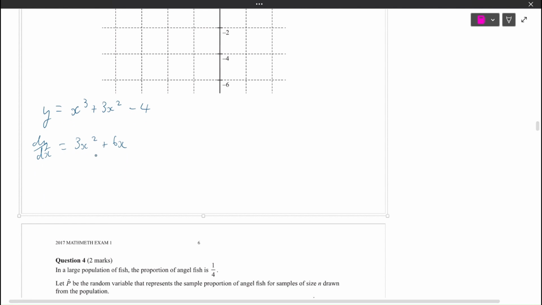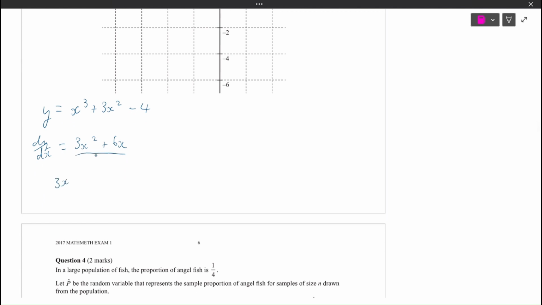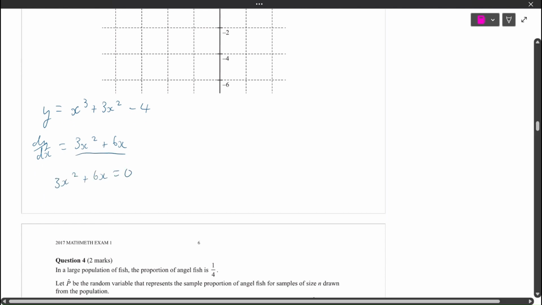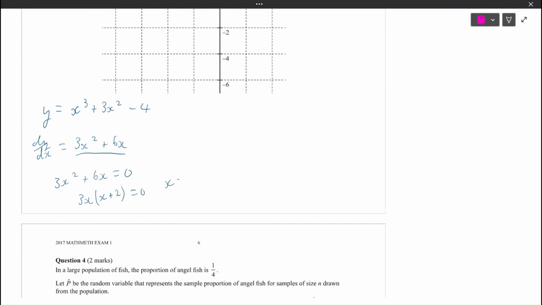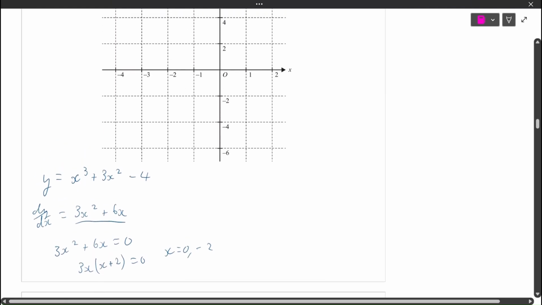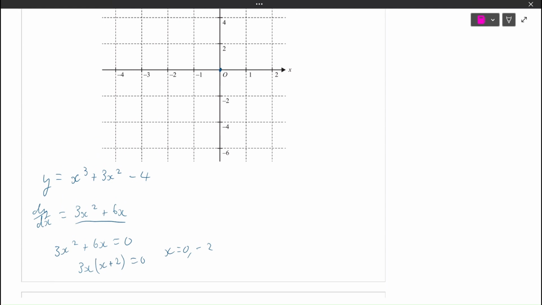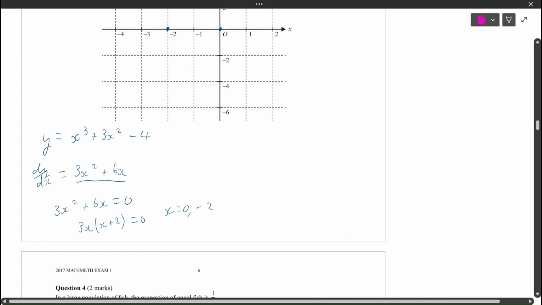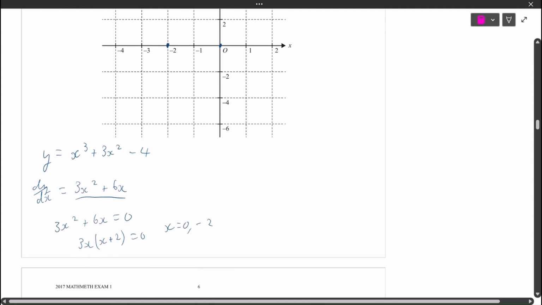So this is the gradient here, and you do 3x squared plus 6x equals 0, and obviously we can see 3x and x plus 2 equals 0, so therefore x has to equal 0 or negative 2, so therefore our gradient is 0 when x equals 0, so here, or when x equals negative 2, so here. The next thing we can do is sub these values into the original function to find our points.